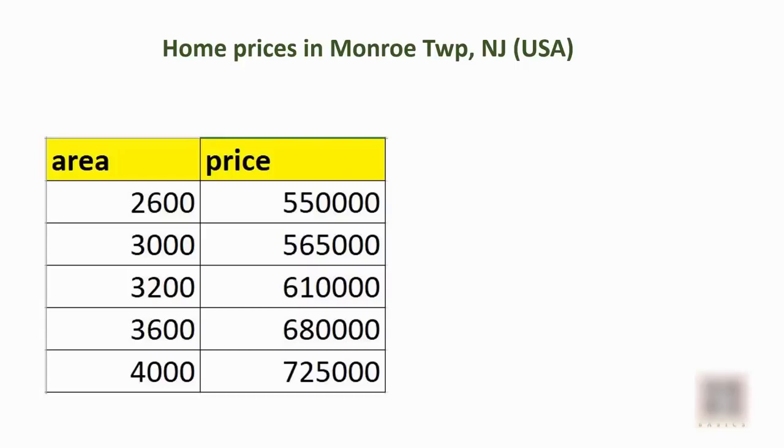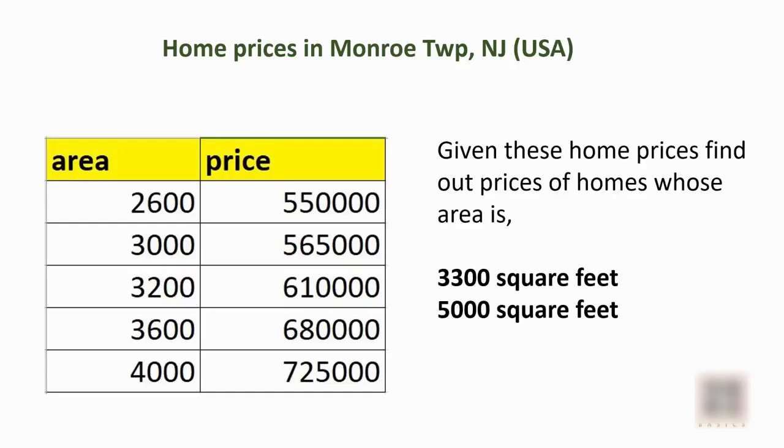Today we are going to write Python code to predict home prices using a machine learning technique called simple linear regression. In this table, I have the prices of homes based on the area of that home in my neighborhood in Monroe Township, New Jersey. Using this data, we'll build a machine learning model that can tell me the prices of homes whose area is 3,300 square feet and 5,000 square feet.